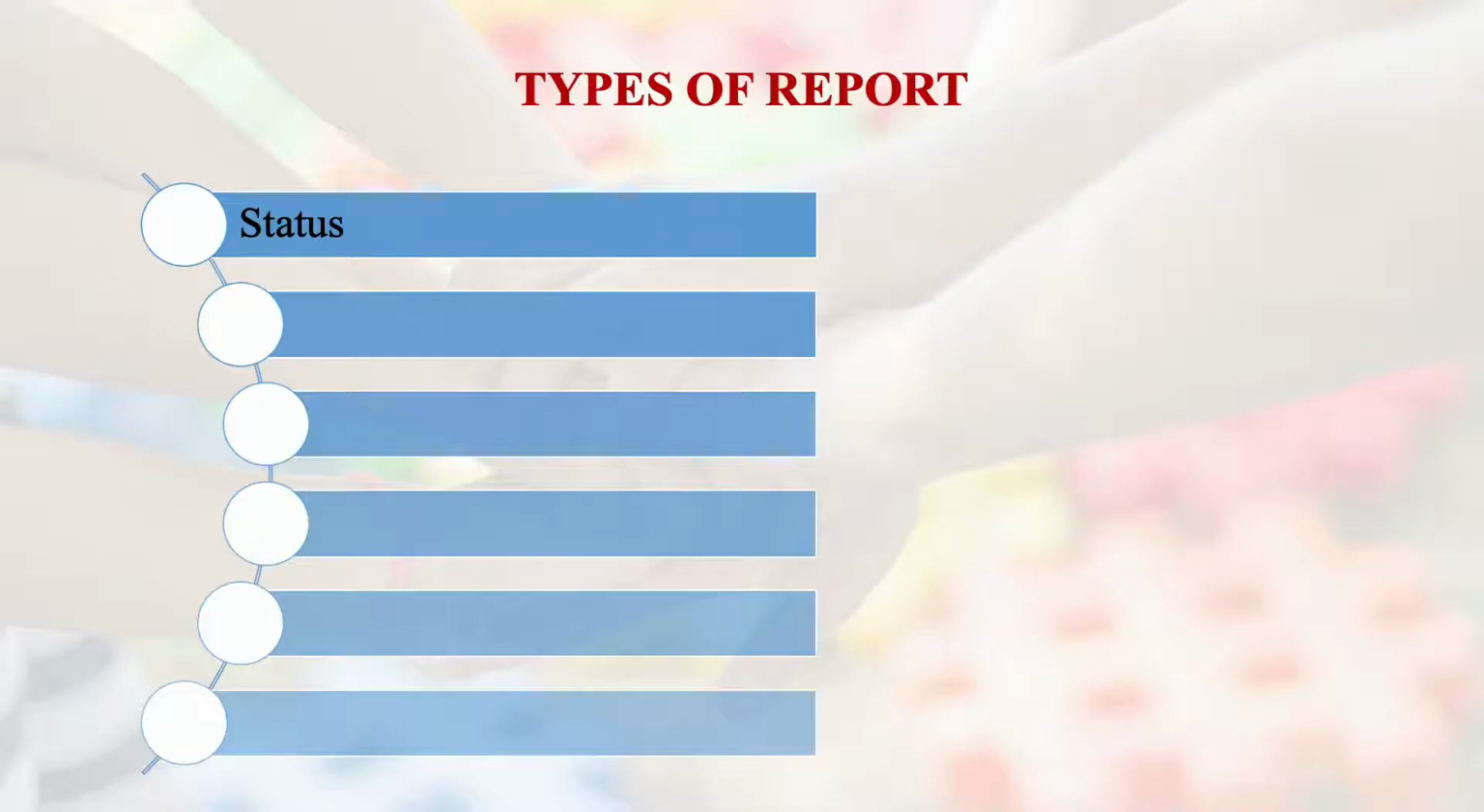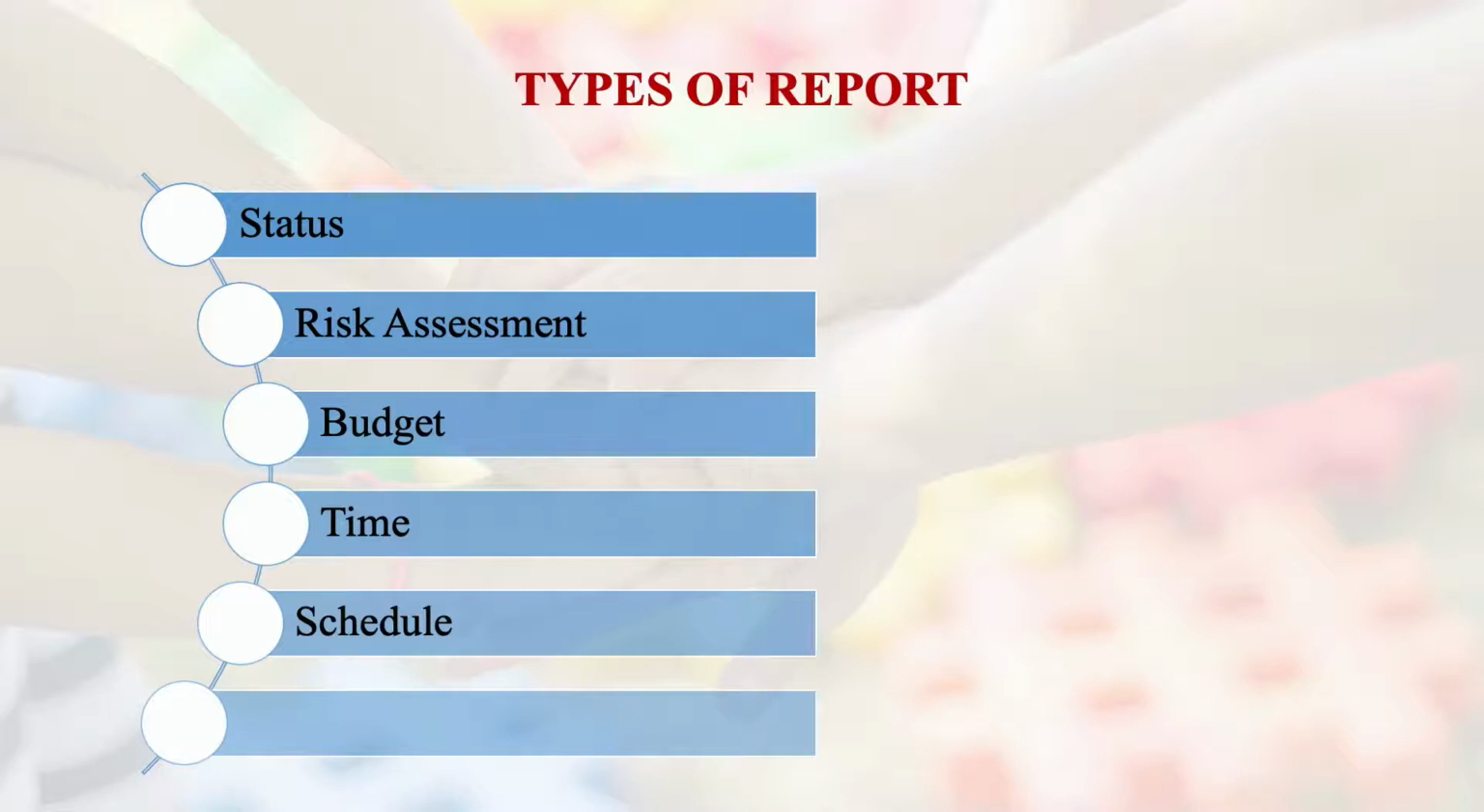Now, these are the types of project monitoring report, which include these concepts. First is the status of the report. What is the risk assessment value of the report? What is the budget of the report? What is the timeline of the report? What is the schedule of the report? And what are the personnel involved in the report? So the monitoring report should contain all these details.